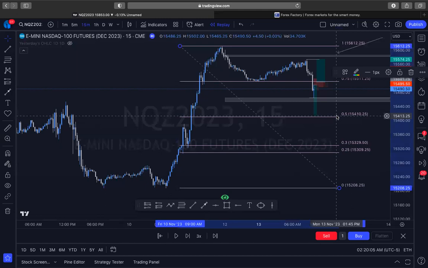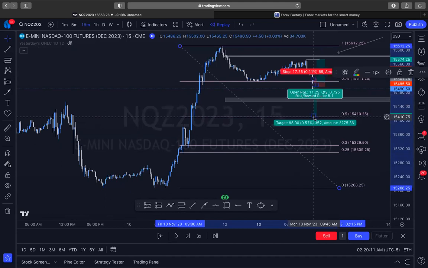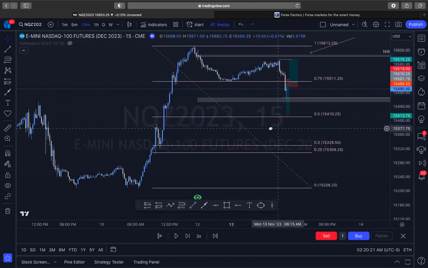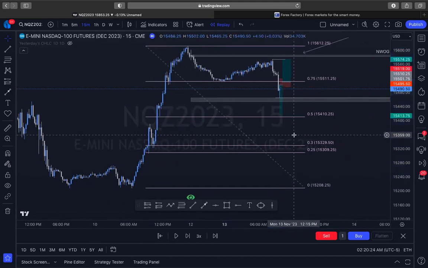Because that, for me, from experience, kind of targets equilibrium, right? That kind of balances out the market. It's taken enough liquidity to want to continue higher. And I have these marked up in quadrants.